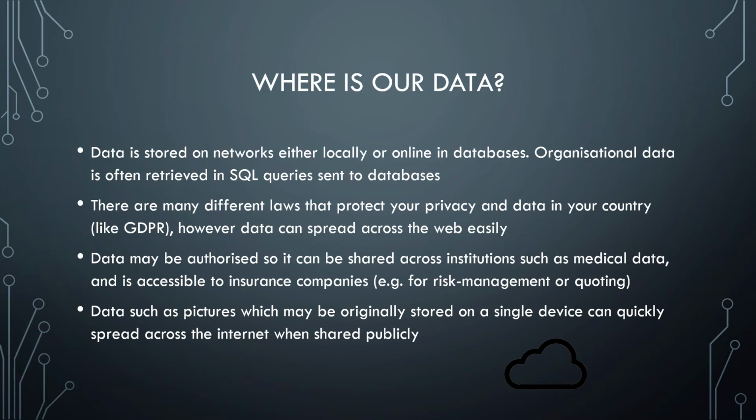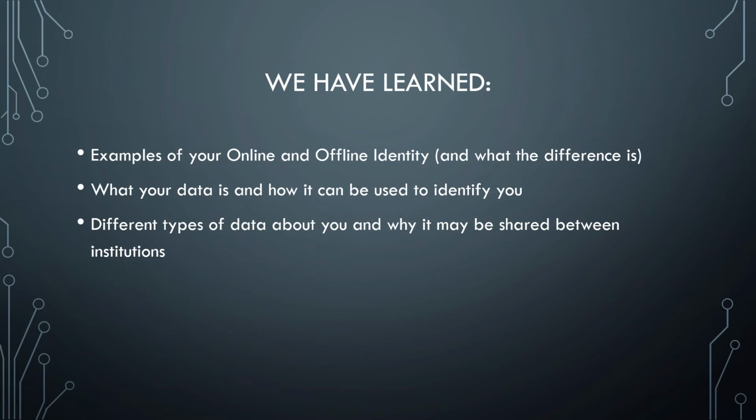Data such as pictures, which may be originally stored on a single device, can quickly spread across the internet when shared publicly. So in this session, we have learned examples of your online and offline identity and what the difference is, what your data is and how it can be used to identify you, and different types of data about you and why it may be shared between institutions.